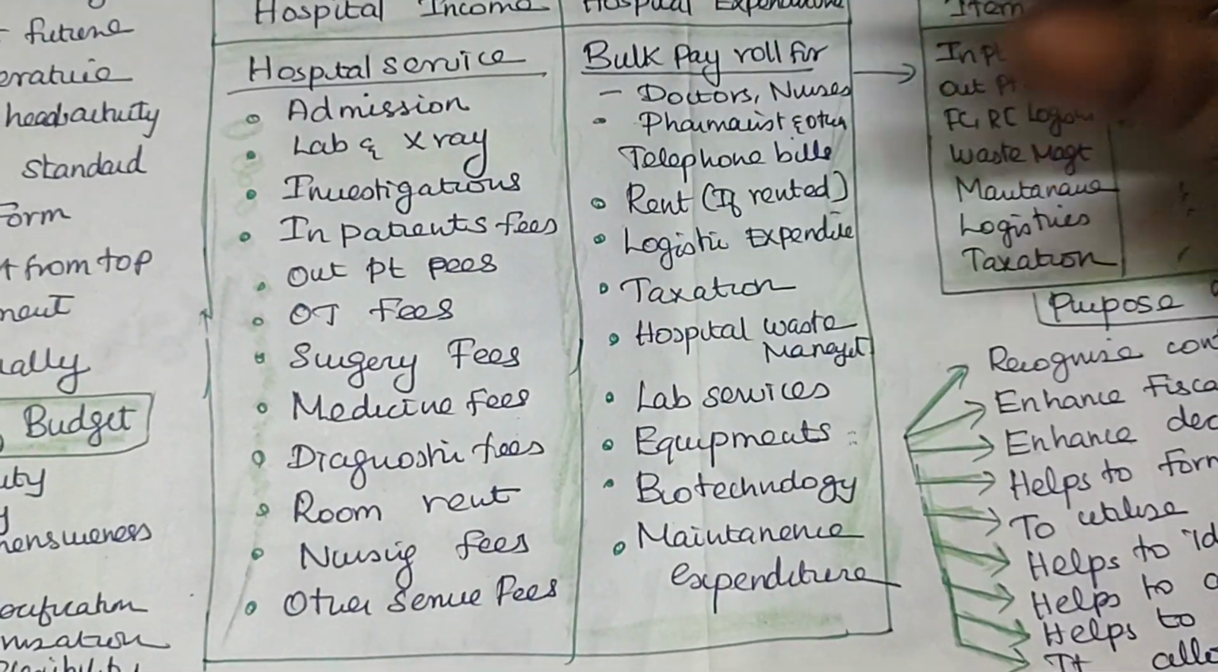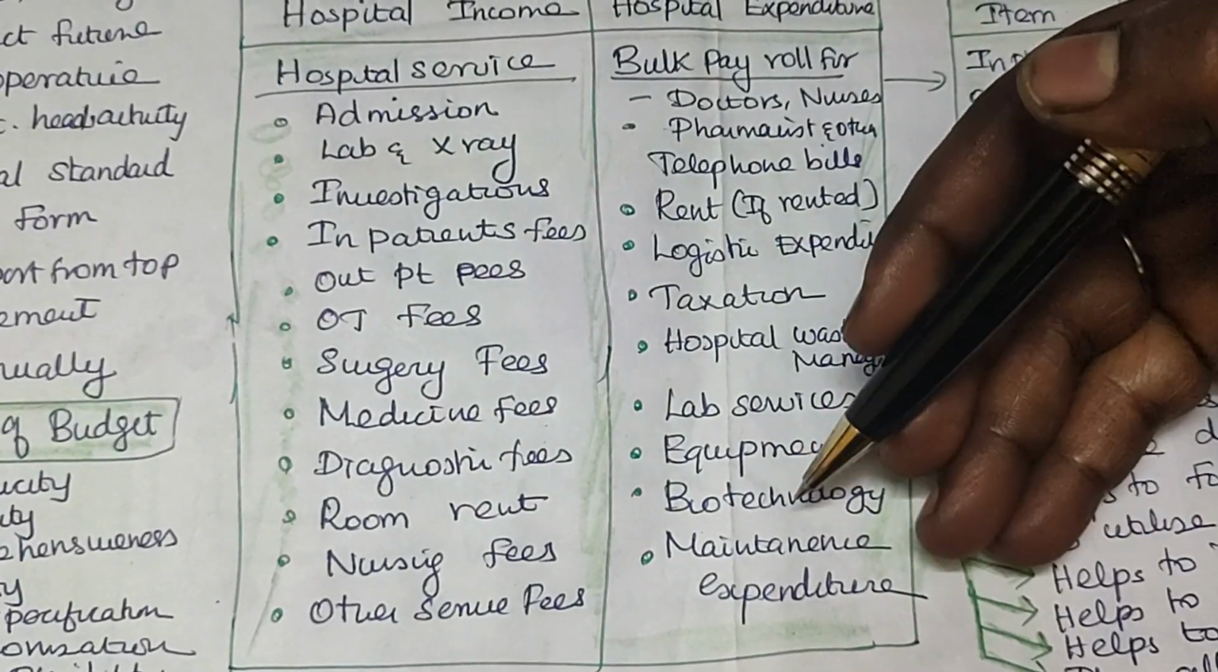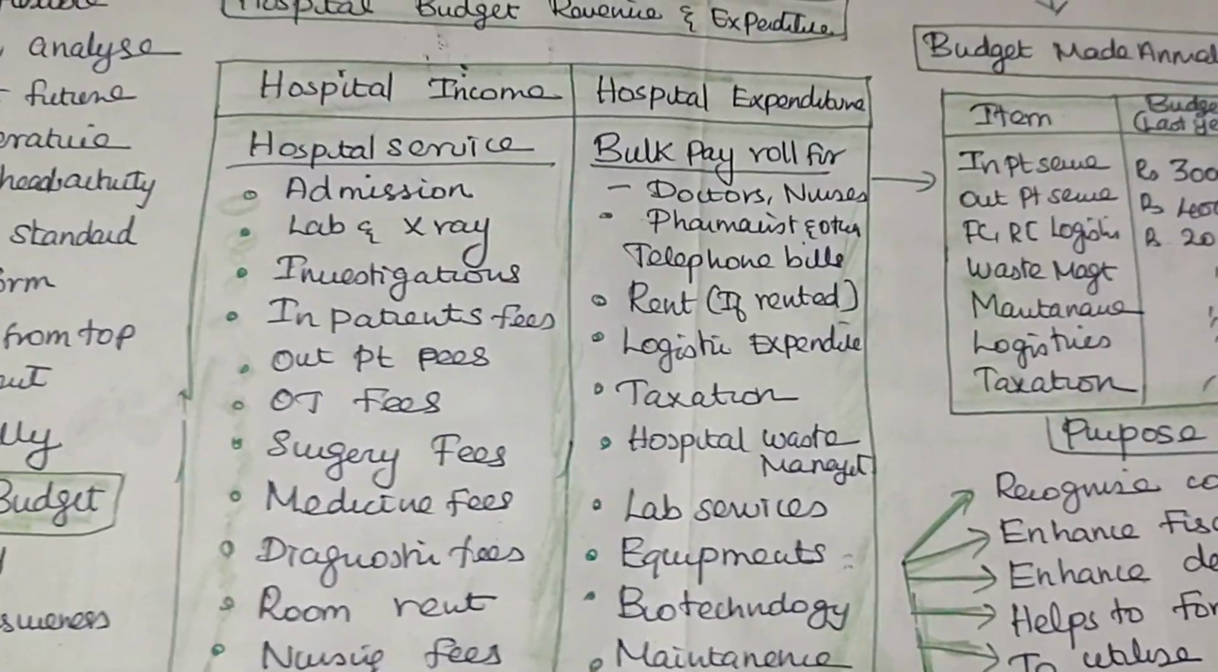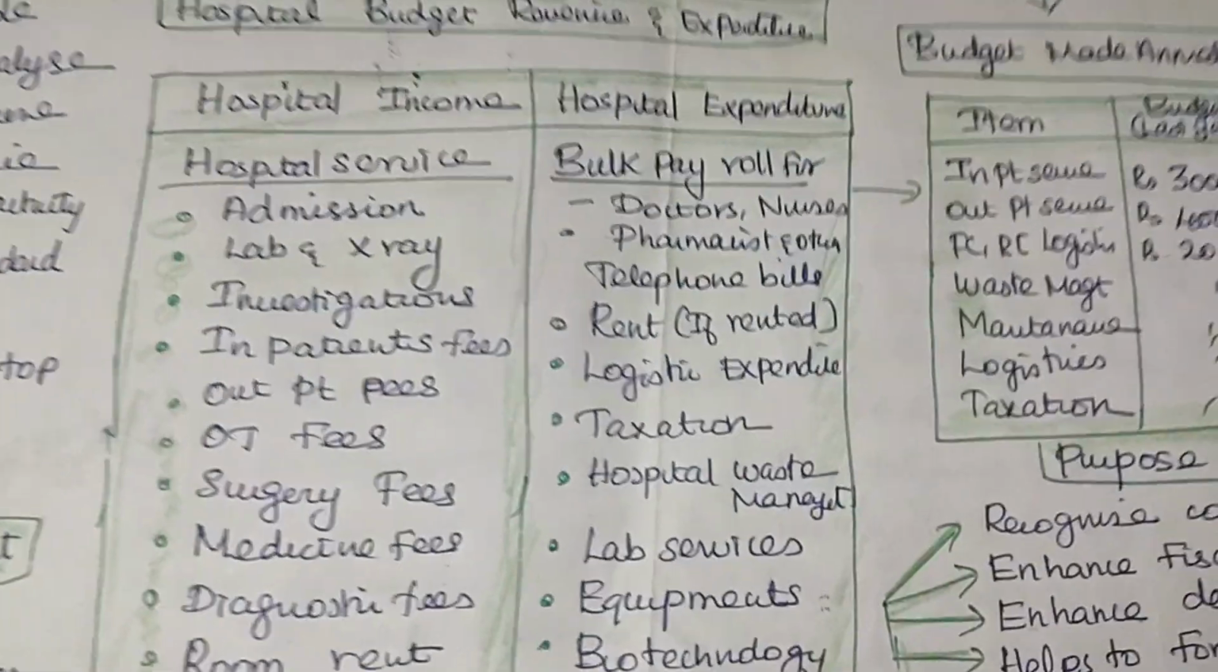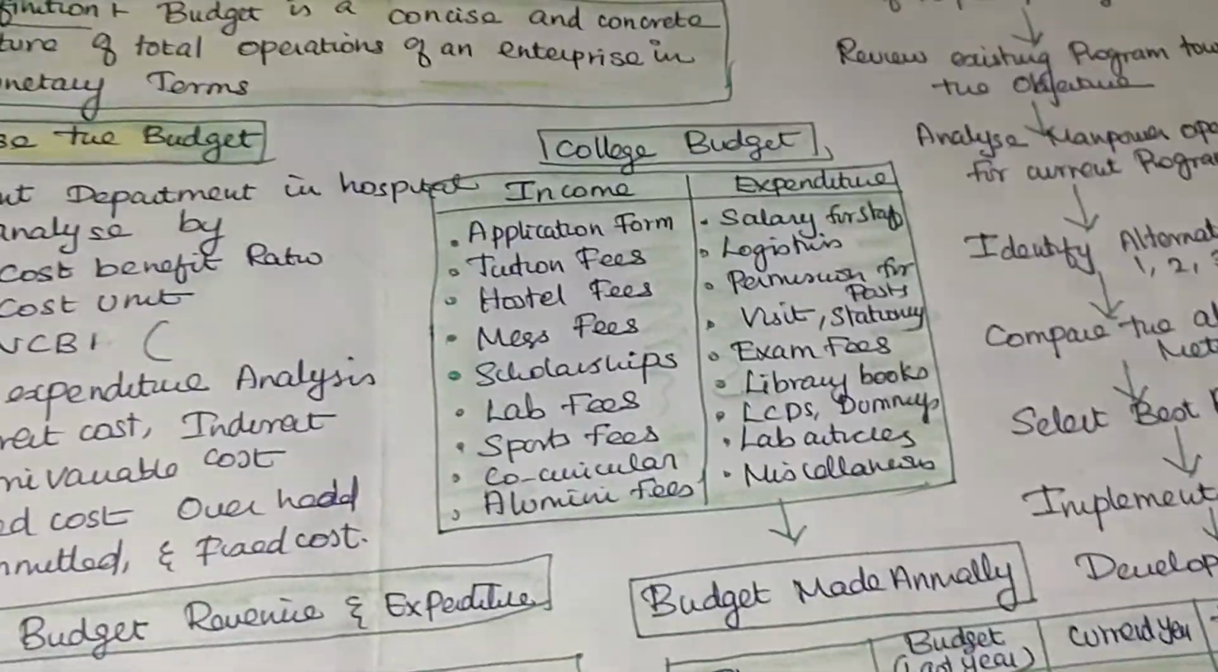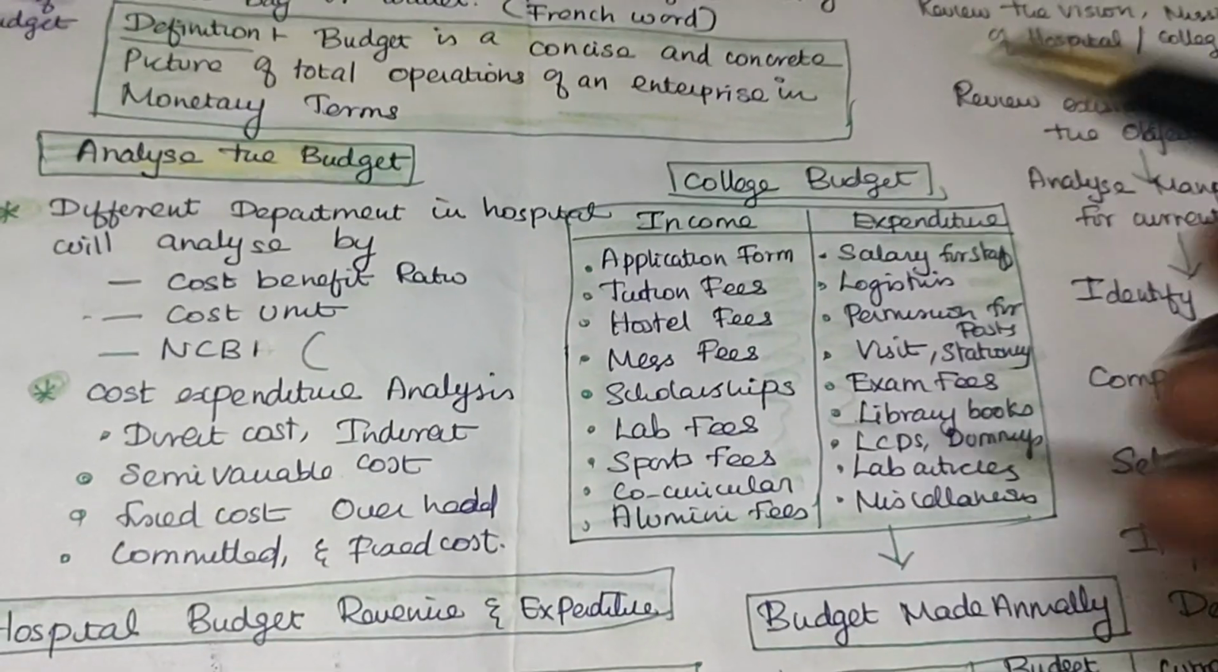One more thing, hospital waste management is very important, and it's very costly. So this is the income and the expenditure, the revenue and the expenditure, that we are seeing. In the same way, in a college also we can see the same thing.